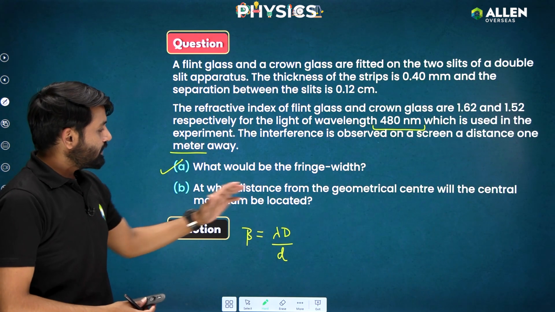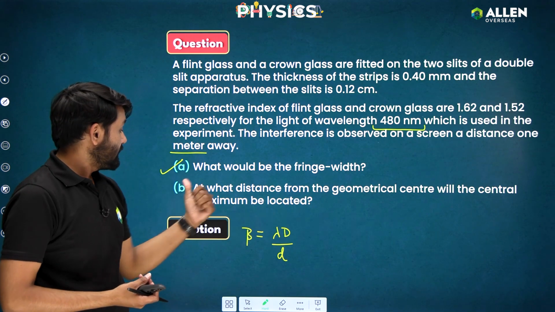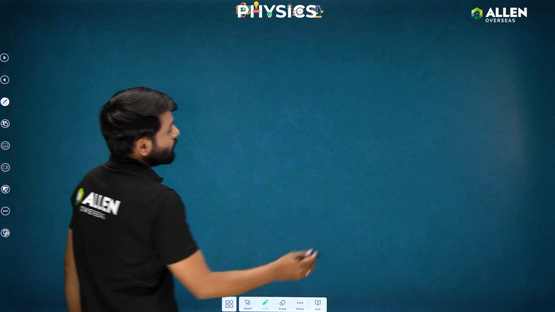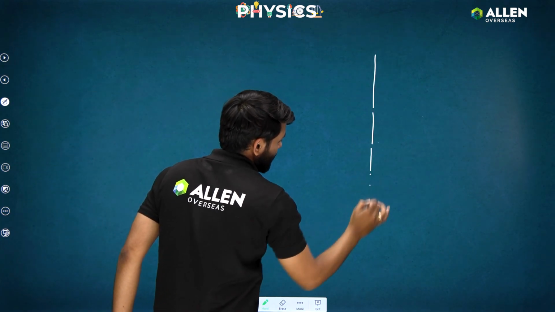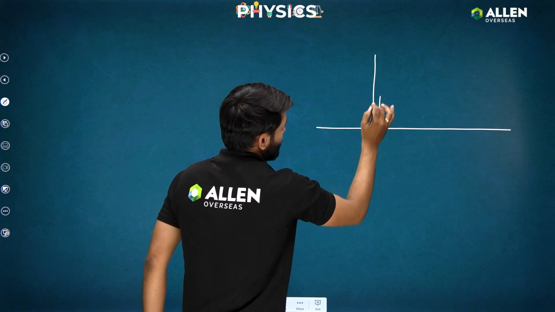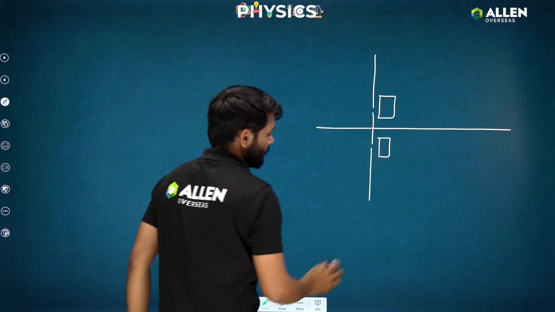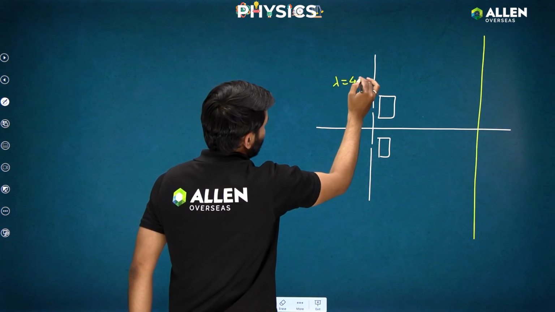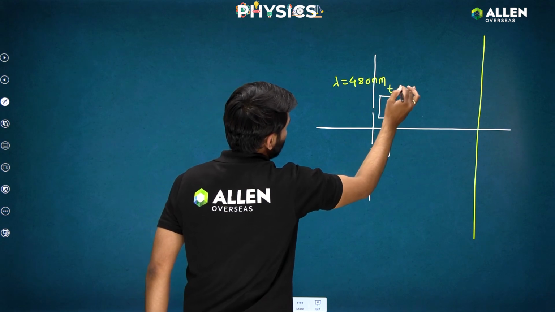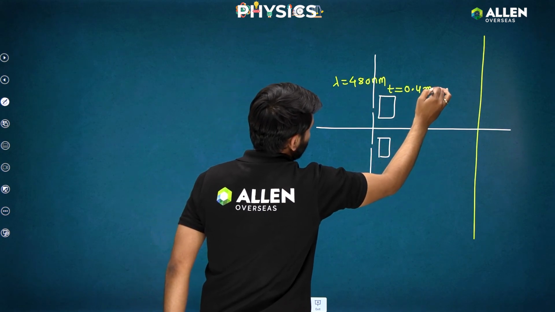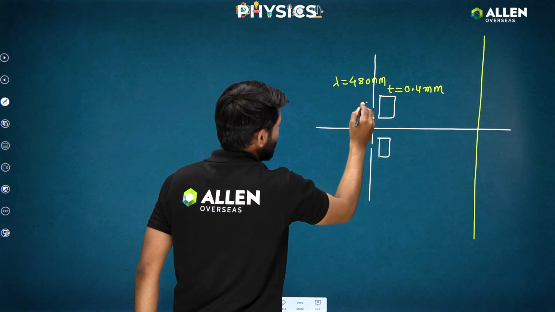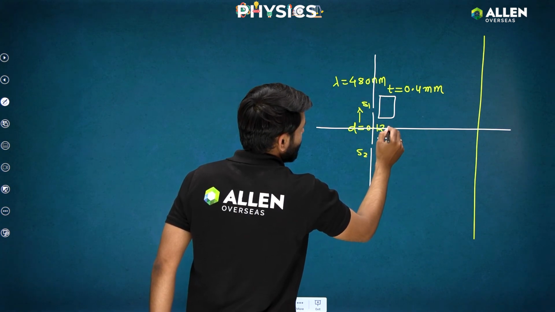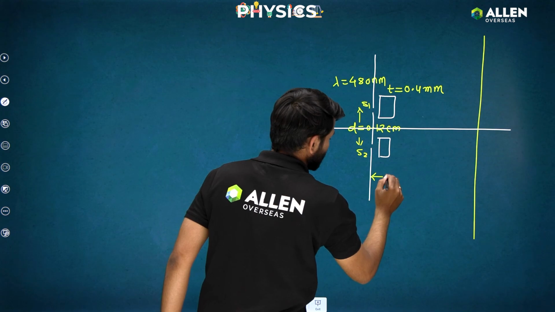Next question, at what distance from the geometrical center will the central maximum be located? Okay, now see. In our setup, they are using two slabs, okay? And this is the screen, and the wavelength is given 480 nanometer and the thickness of the slab is given 0.4 millimeter, right? And the separation between slits S1 and S2 is given 0.12 centimeter, right, students? And this is 1 meter.